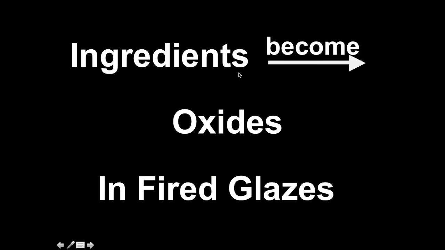Now, there are 35 ingredients that we use to make glazes. And during the firing, ingredients become oxides in fired glazes. So we have 35 ingredients, and they turn into oxides. And it's only 12 oxides that we'll be studying. So it's not that difficult.